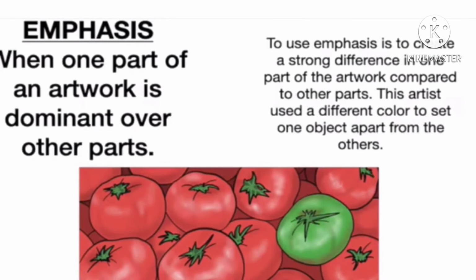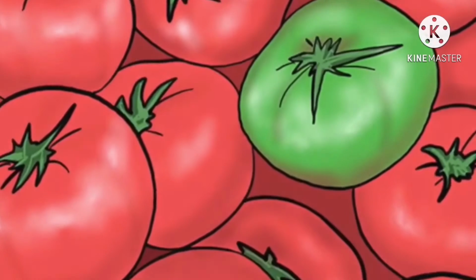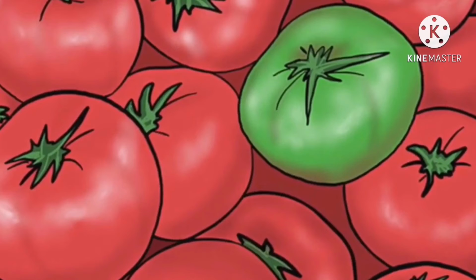Number 2 is emphasis. Emphasis is when one part of an artwork is dominant over other parts. To use emphasis is to create a strong difference in one part of the artwork compared to the other parts. This artist used a different color to set one object apart from the others.